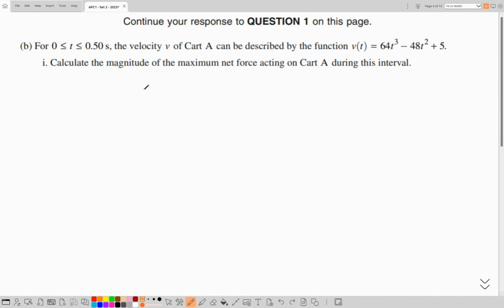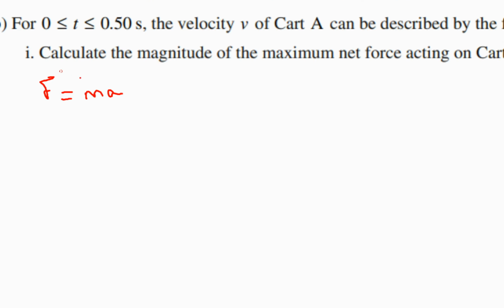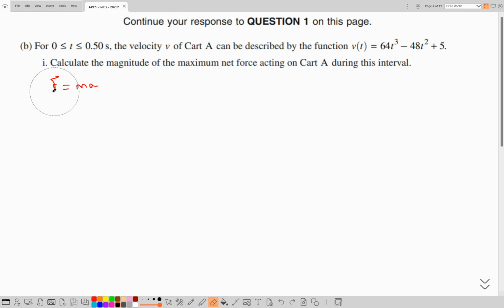So in this case, if we need to determine quantities related to V, like displacement or acceleration, we need to use calculus. In idea number 1, calculate the magnitude of the maximum net force acting on cart A during this interval. We know that if we have the velocity, we can determine the acceleration. From the acceleration, we can determine the force using Newton's second law, which is F equals ma. But first we need to determine the acceleration, and the acceleration is determined from the velocity via calculus.